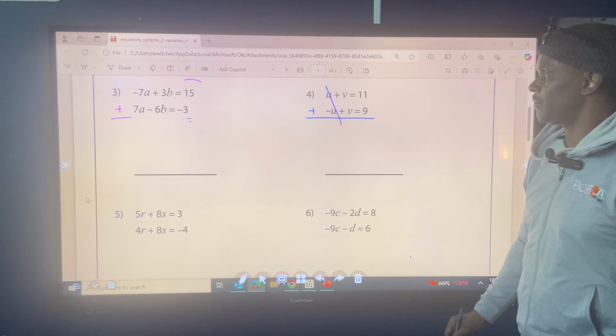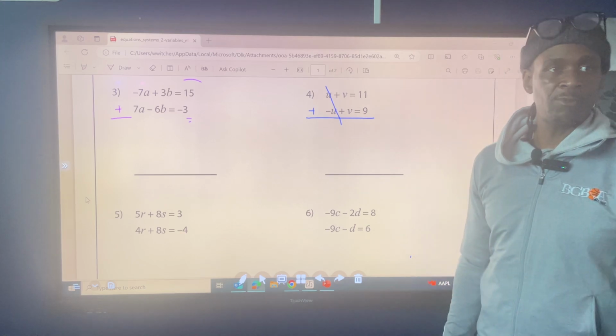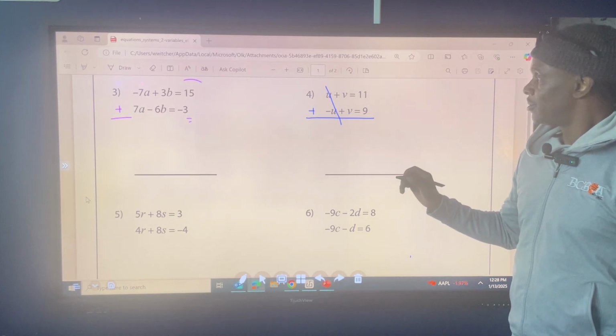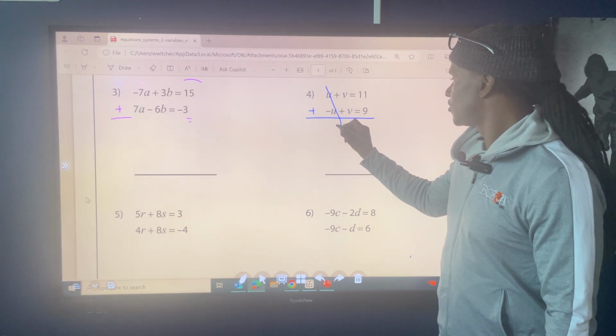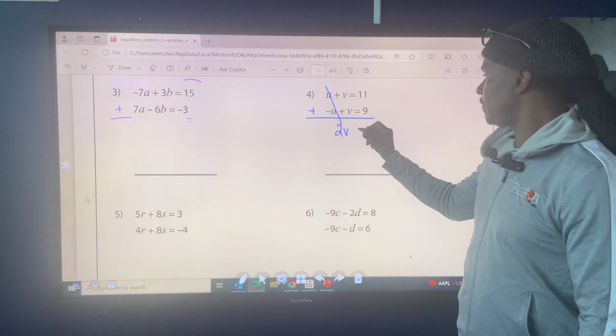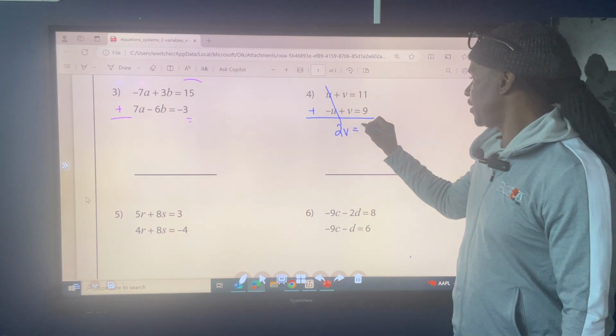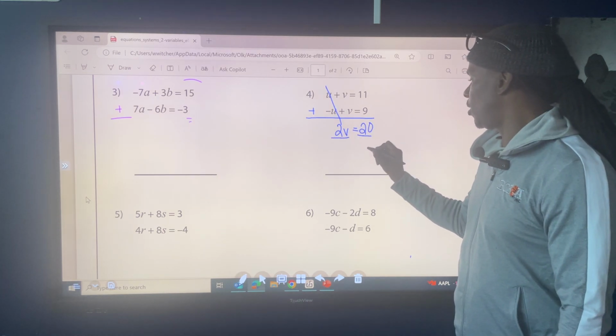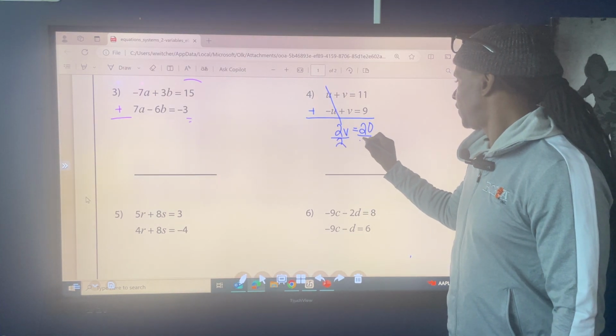V plus V make... See what I'm saying? V plus V is what? 2 what? 2V. And then 11 and 9? 20. Divide both sides by what? 2. V equals 10.